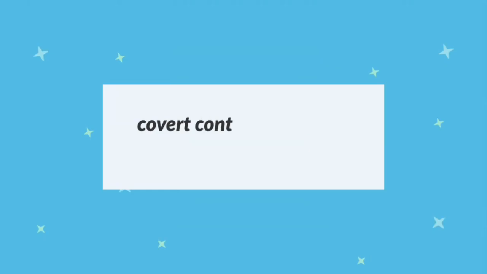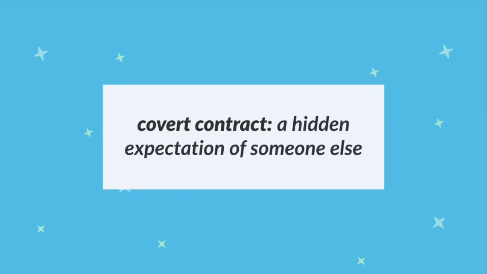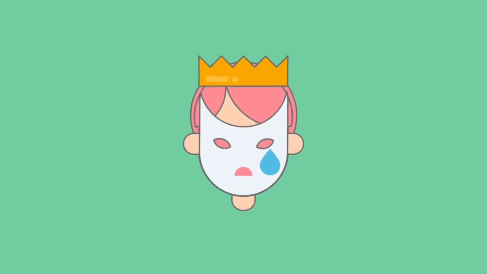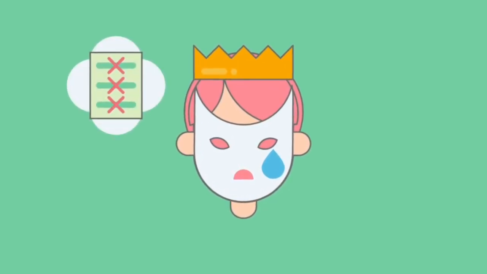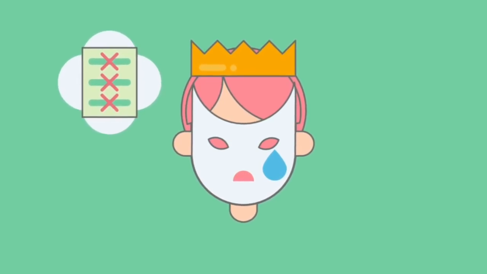That's just one example of someone playing the victim, but it can happen in many different types of relationships between lovers, family, friends, or co-workers. But everyone who plays the victim has one thing in common: covert contracts. What's that? It's a hidden expectation of someone else.